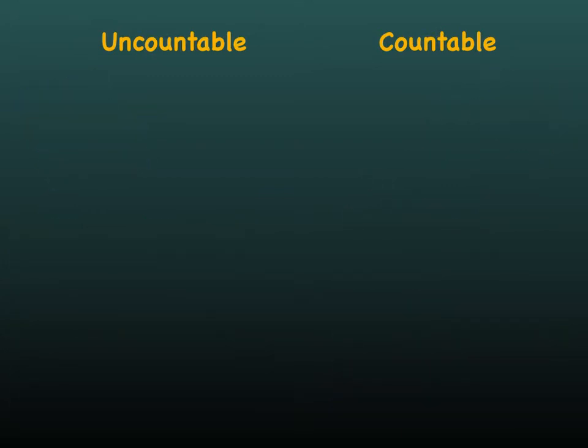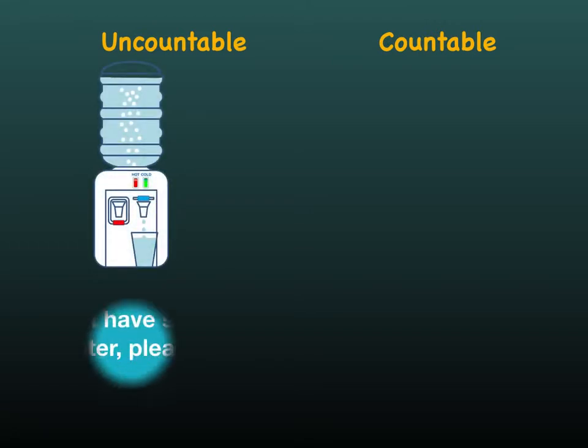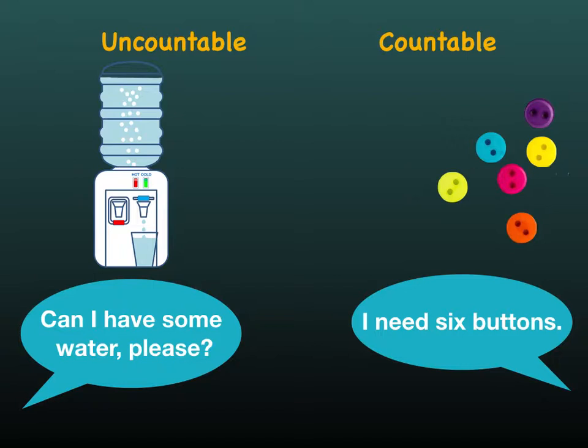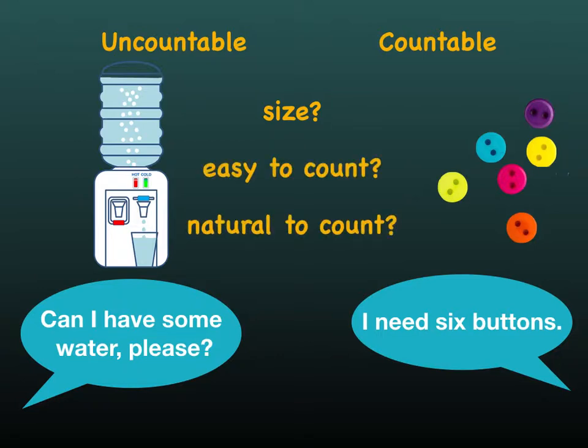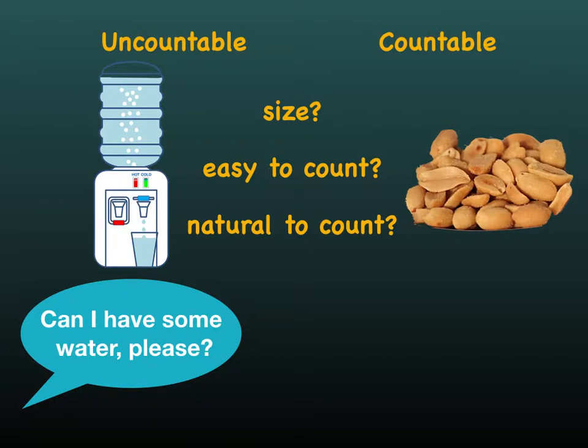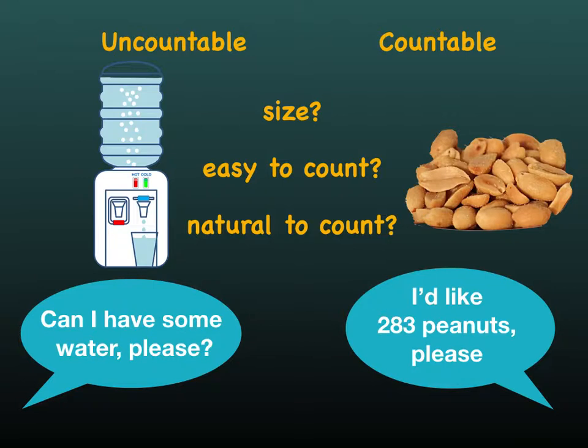So, how do we decide if something is uncountable or countable? Well, liquids are easy enough to understand, but small items can be confusing. Maybe 6 buttons is okay, but other cases are not. Do we decide by size? Or if it's easy to count, maybe? Or maybe it's just natural to count. I think all 3 of these can help making the choice. But there are a lot of special cases which make things difficult to understand. What about peanuts? We say peanuts, but do we ever really count them? I think this is where it gets really crazy.